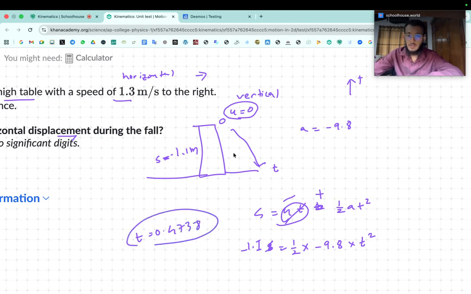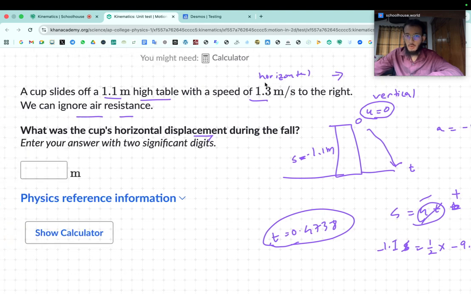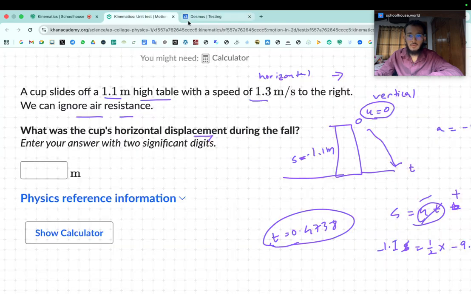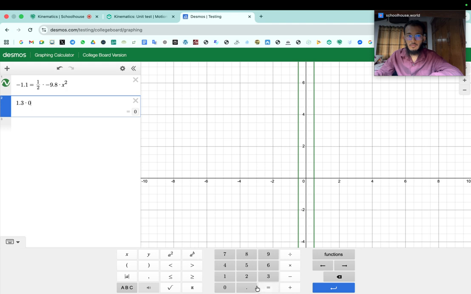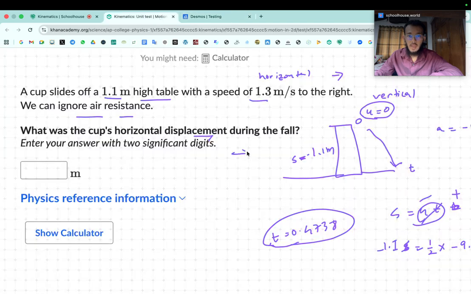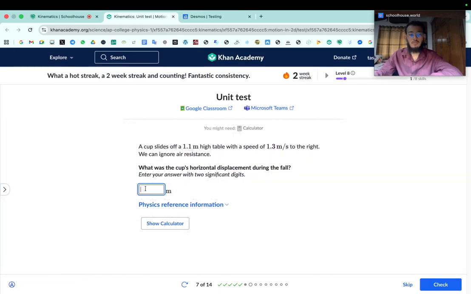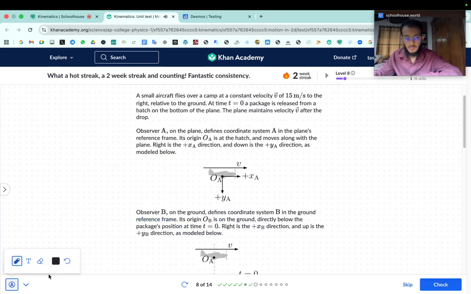This is the time that the ball takes to reach the ground, and this is the time it has to move towards the right. Horizontal velocity 1.3. Now displacement is basically 1.3 times this time, which is 0.4738. So 1.3 times 0.4738 is 0.61. This is the displacement it can have horizontally, and two significant figures means we have to give our answer to 0.62. Okay, there we go. Next question.